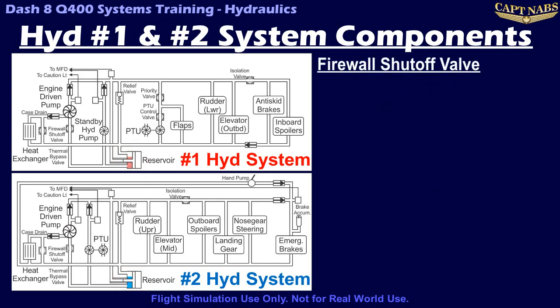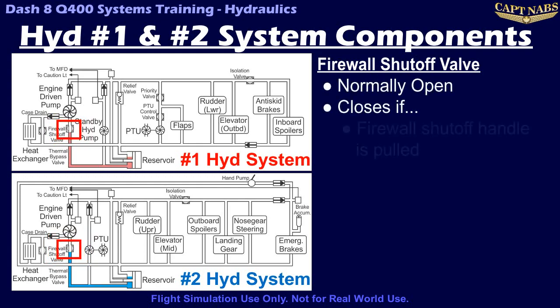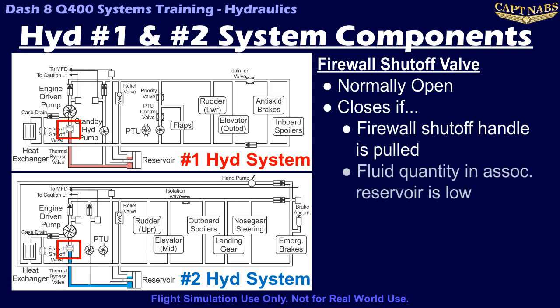After exiting the reservoir, the hydraulic fluid passes through a firewall shutoff valve. This valve is normally open, but will close under any of the following conditions: if the respective engine fire handle is pulled, if the hydraulic fluid quantity in the respective system is low, or if a hydraulic fluid overheat has been detected. Hydraulic fluids are flammable and can ignite at the high temperatures in the engine compartment. Stopping their flow is important to extinguishing or helping prevent an engine compartment fire.